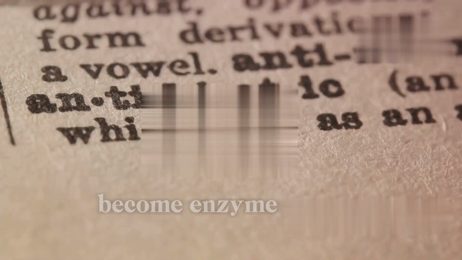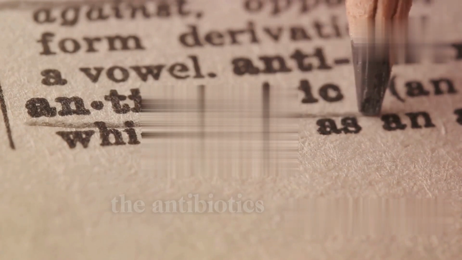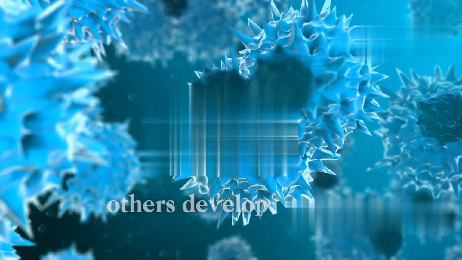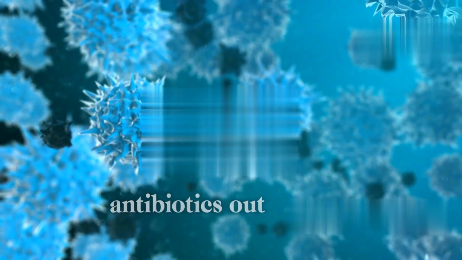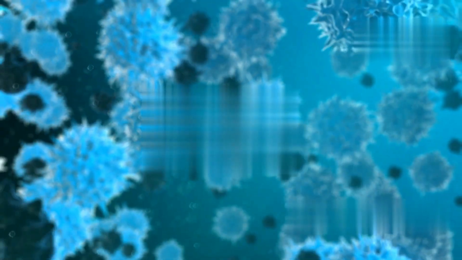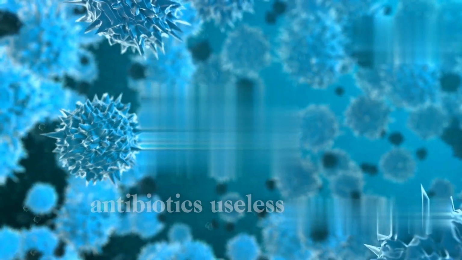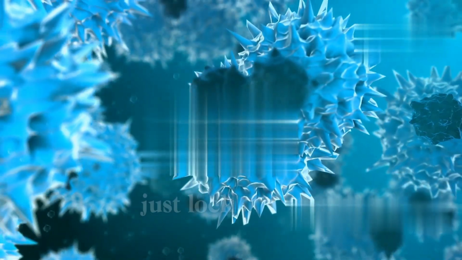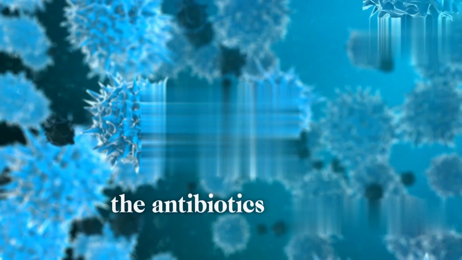Some bacteria become enzyme factories, producing chemicals that deactivate or break down the antibiotics. Others develop efflux pumps, which are like bouncers at a club, throwing the antibiotics out of the bacterial cell. Some bacteria even change the structure of their targets, making the antibiotics useless. And others just lock the doors, altering their cell walls or membranes to keep the antibiotics out.